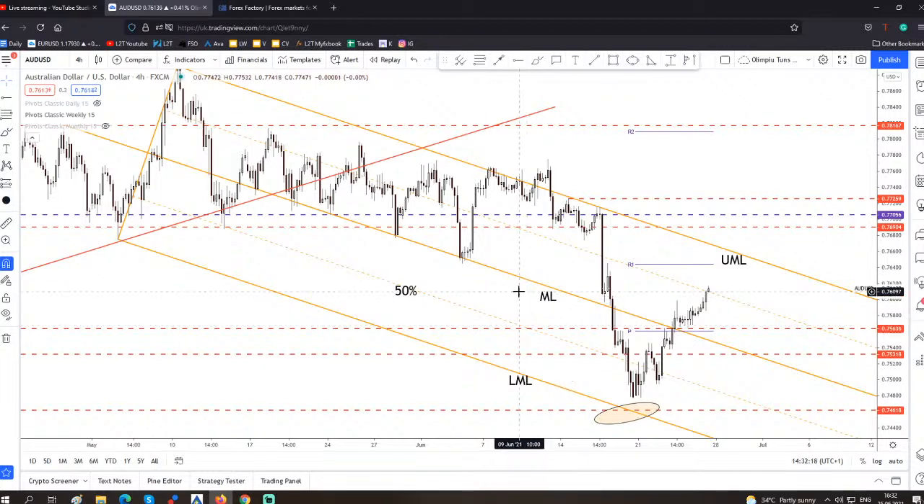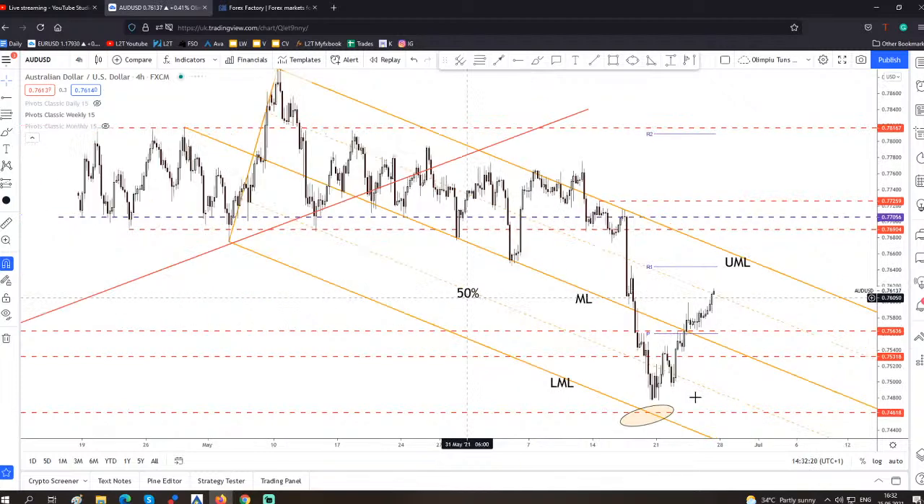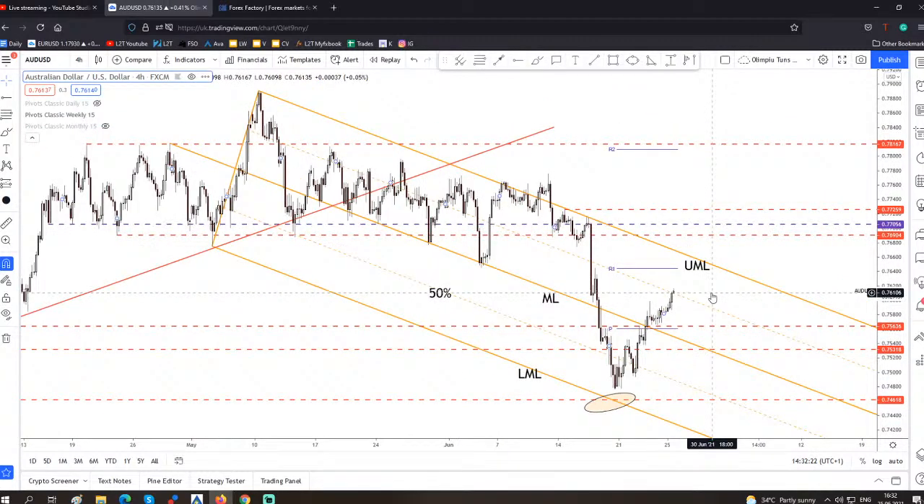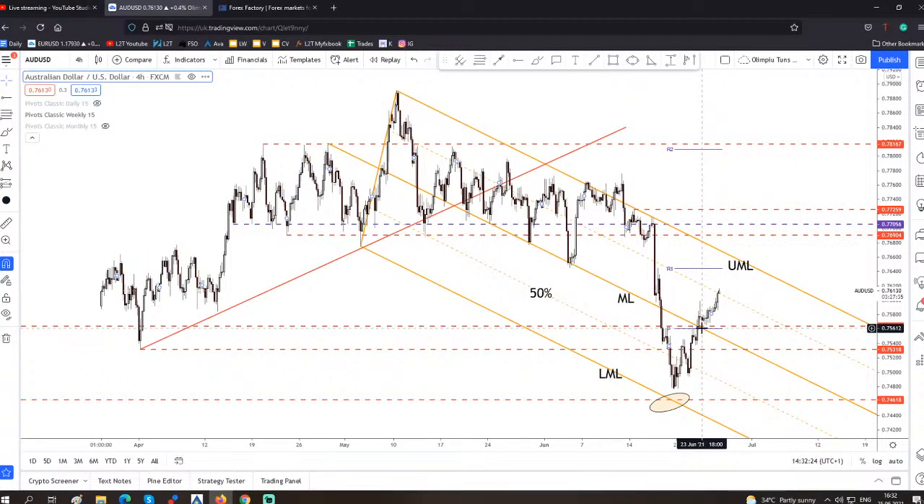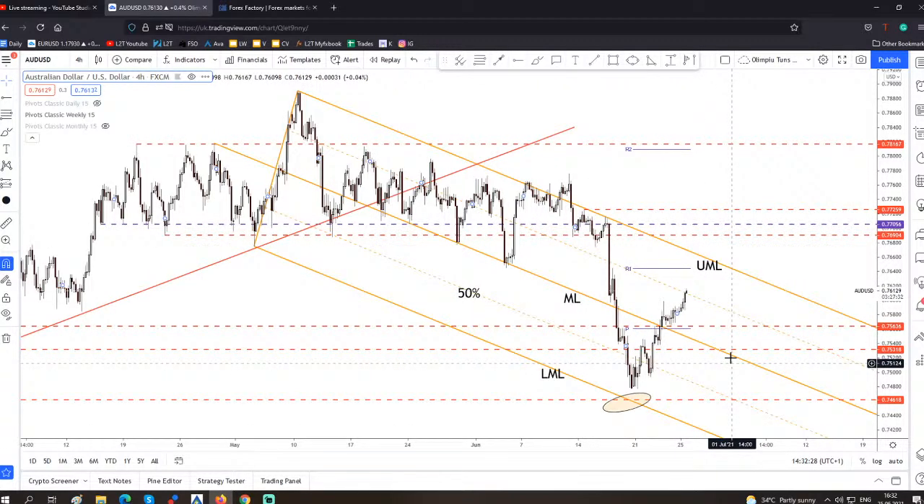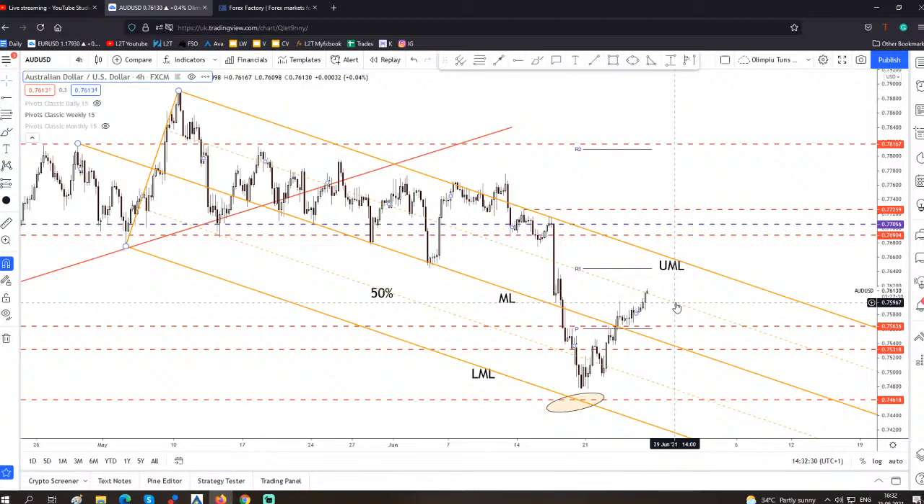Okay, Australian dollar versus the US dollar. It is back above the weekly pivot point. It is still located within this descending pitchfork body. Now it's pressuring the upside 50% retracement level, and it could increase further if the DXY drops further, as I've told you.